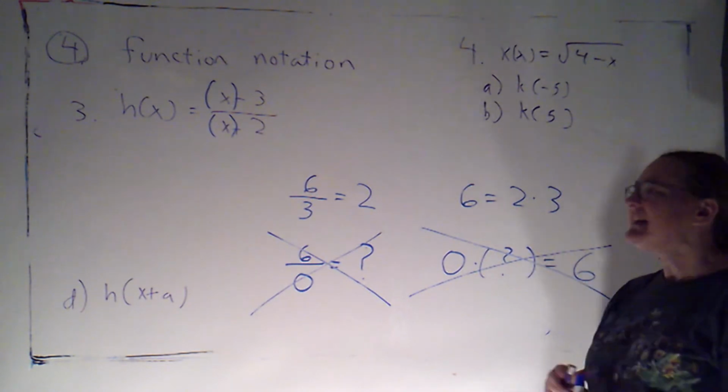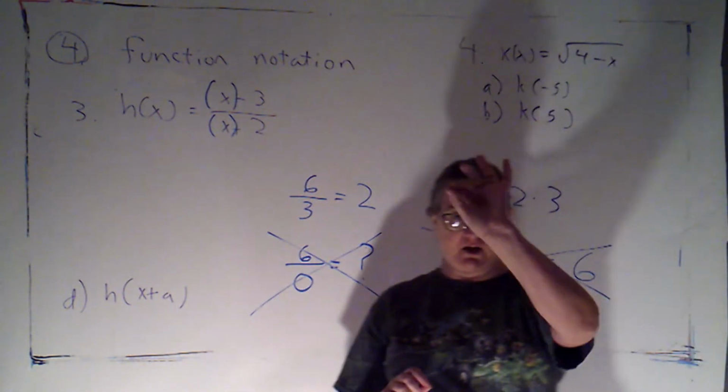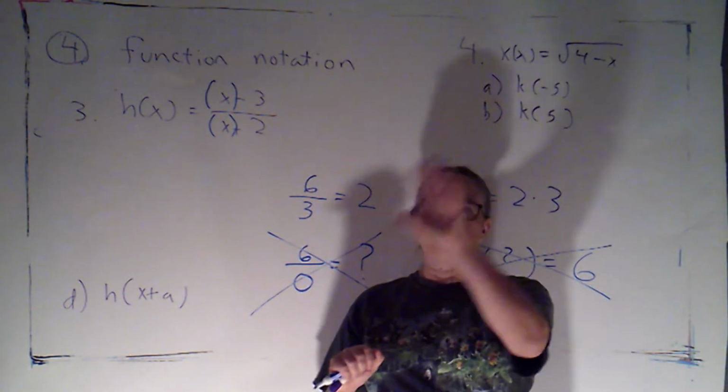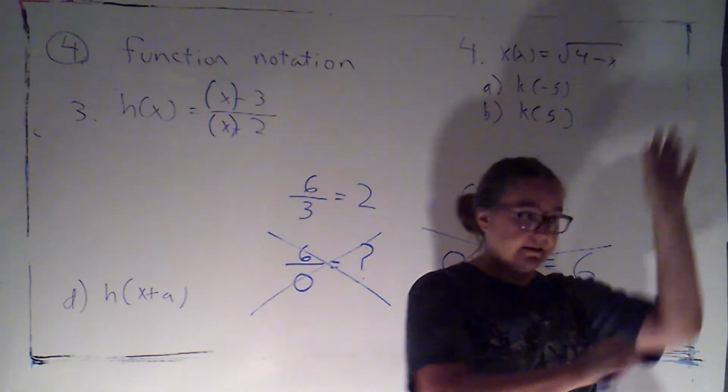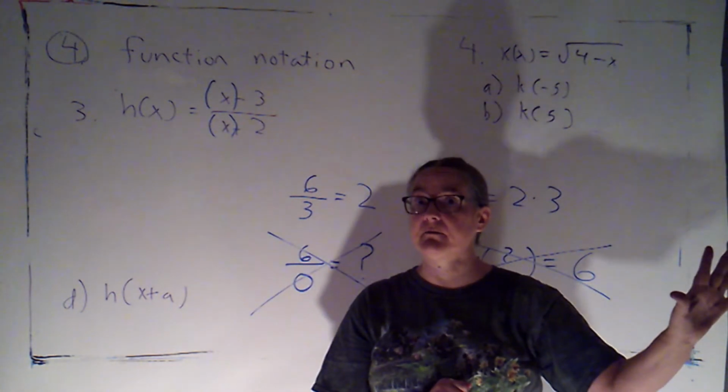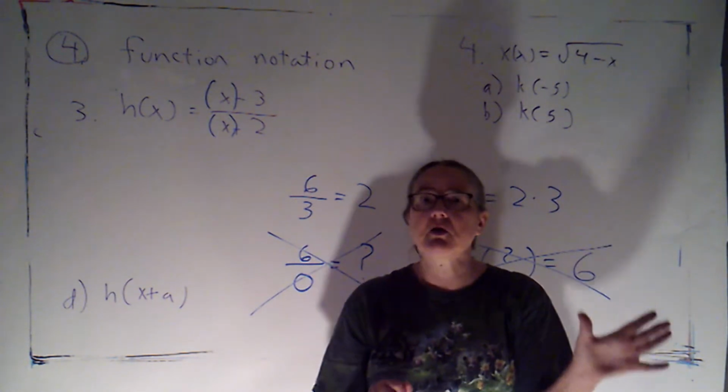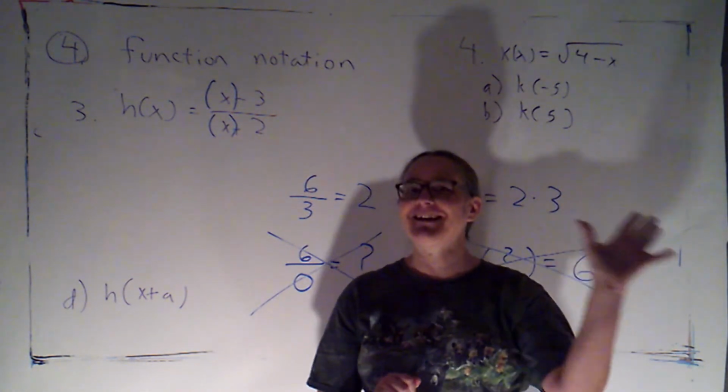Don't write it. Now, it's okay if you didn't notice that you weren't allowed to plug something in. So you ended up writing out what you would get if you plugged it in, and then you say, oh my goodness, there's a 0 on the bottom. As long as you cross it out, that's totally fine. But do cross it out and tell me it's undefined.